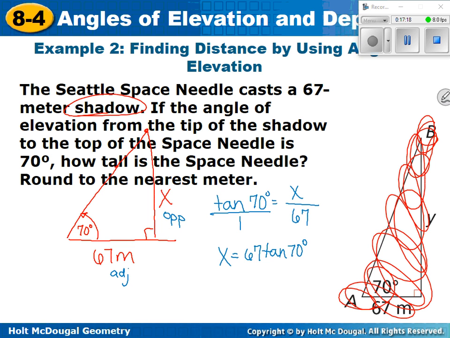What does it mean to round to the nearest meter? Nearest whole number. So what is this approximately to the nearest whole number? 184. And my units? Meters. How do I know when my units are going to be degrees?